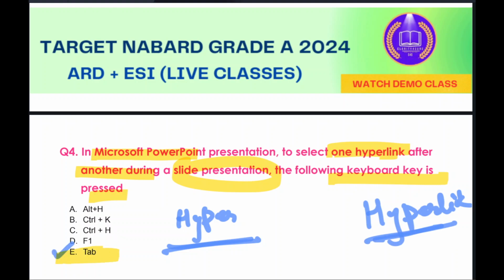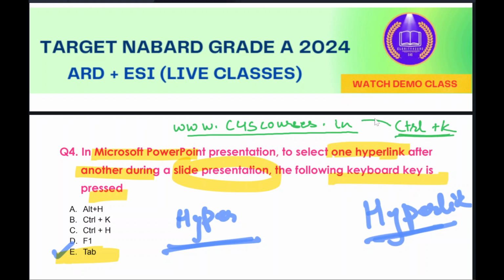If you have to bring a text, say www.e4scourses.in, and make it a hyperlink, what will you do? Press Ctrl plus K on the keyboard, and it will become a hyperlink. And if you have to switch between two hyperlinks, press Tab in the slide.